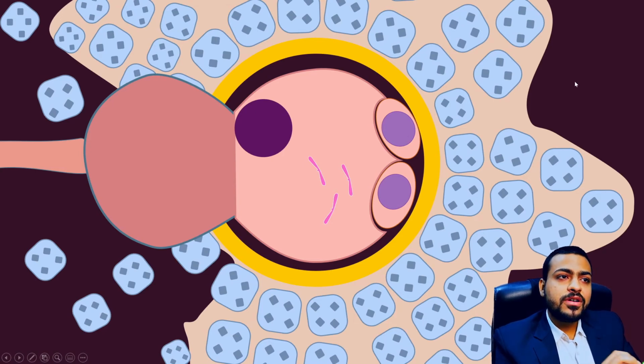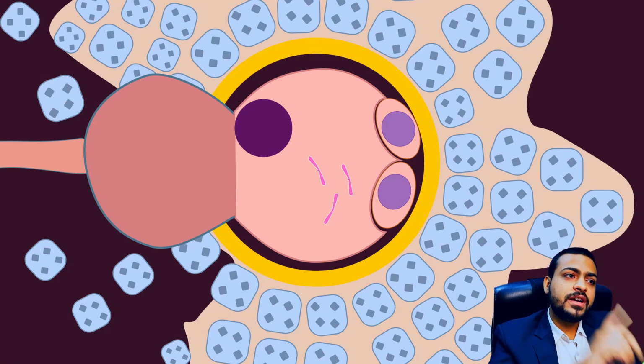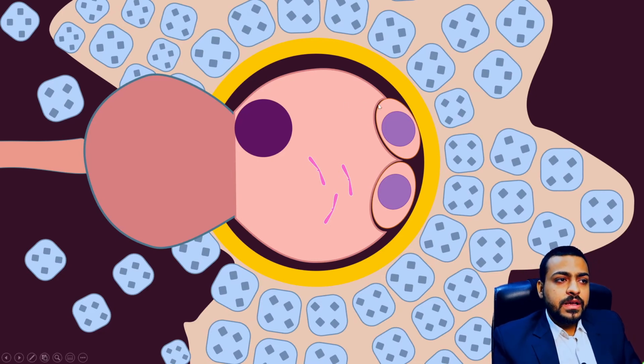If you want to know more about the polar body, you can watch the lecture on polar body. These polar bodies are later removed, and this is a way to get rid of the extra chromatids that were there.